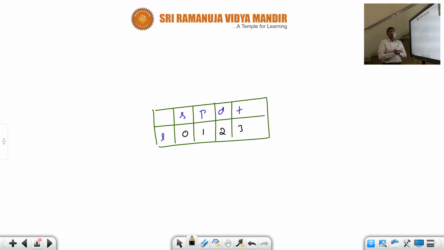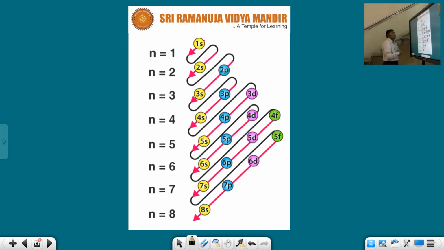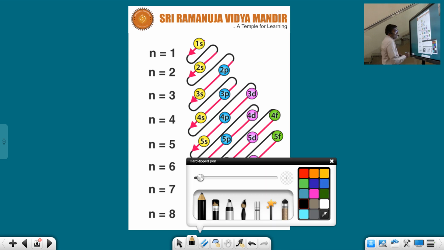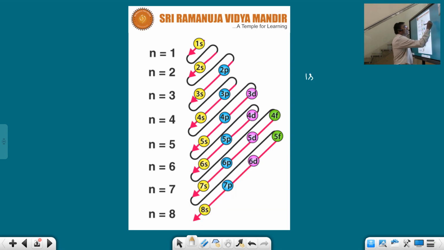Now, the filling of electrons in the orbitals is governed by a rule called the Aufbau principle, right? Now let's start filling the electrons. So have a look here. Very interesting concept. Now first have a look, students. First the 1s orbital. So let us take the 1s orbital and find the n plus l value. The n value is 1 because it's the first orbit.